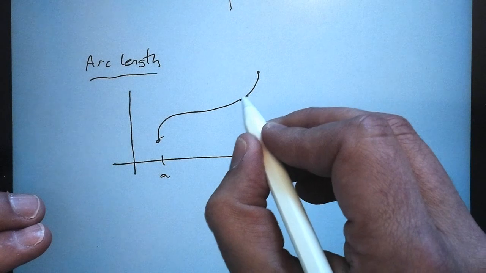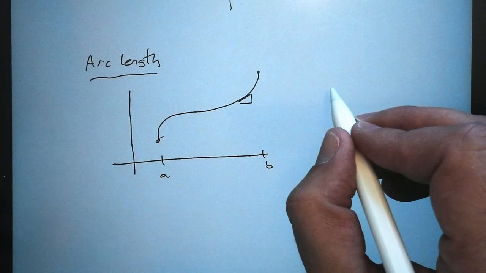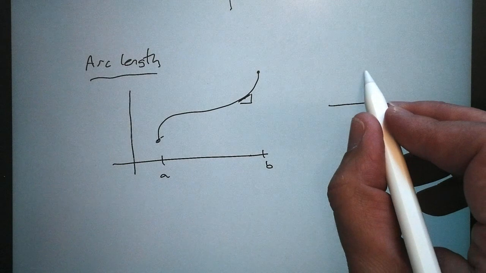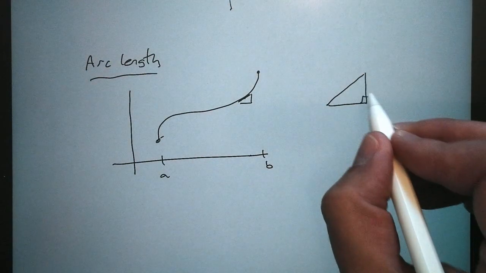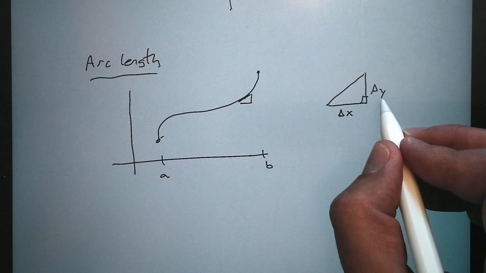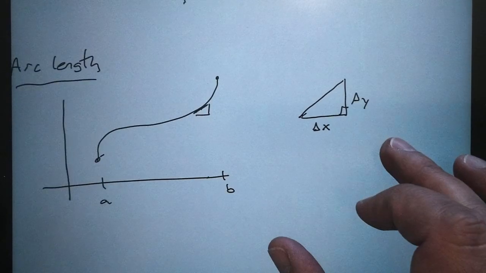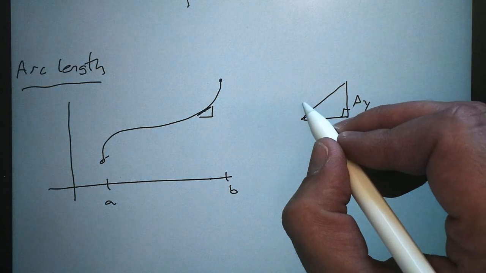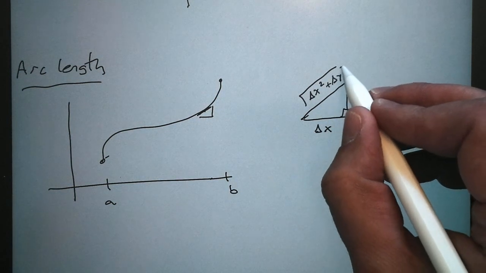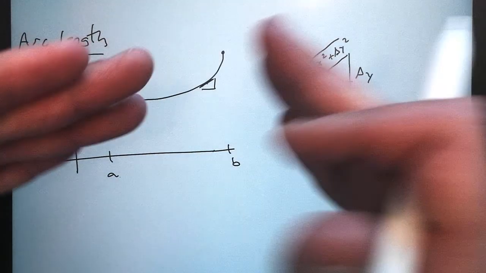I'm going to take a little tiny piece of it. And you might recall earlier that that makes a rectangle. So let's talk about a right triangle. If we blow that right triangle up, I know that this is my change in x, and this is my change in y. And of course, the length right here is the square root of delta x squared plus delta y squared. And that's just a really little tiny piece.